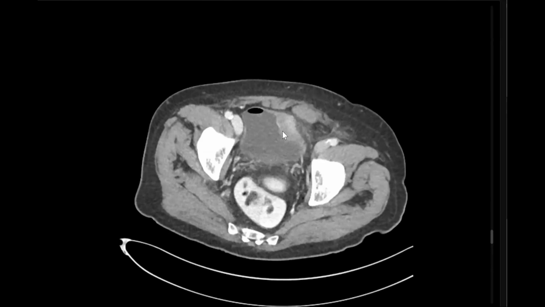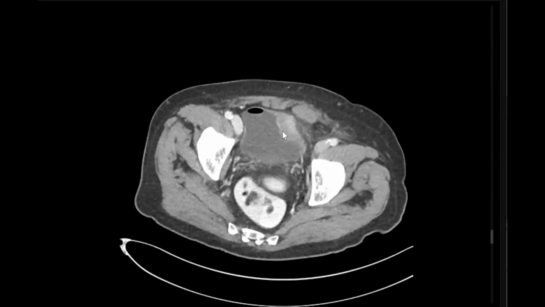Yes, air within the bladder in the absence of a catheter. Because if a catheter is seen in the bladder, it may be iatrogenic. But here, there is no catheter, which suggests the presence of a fistula tract between the sigmoid colon and the bladder. This might be a complication of acute diverticulitis.